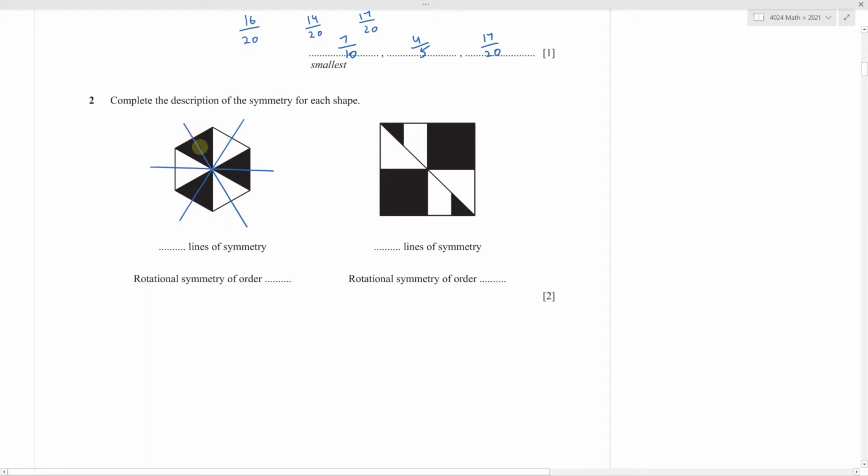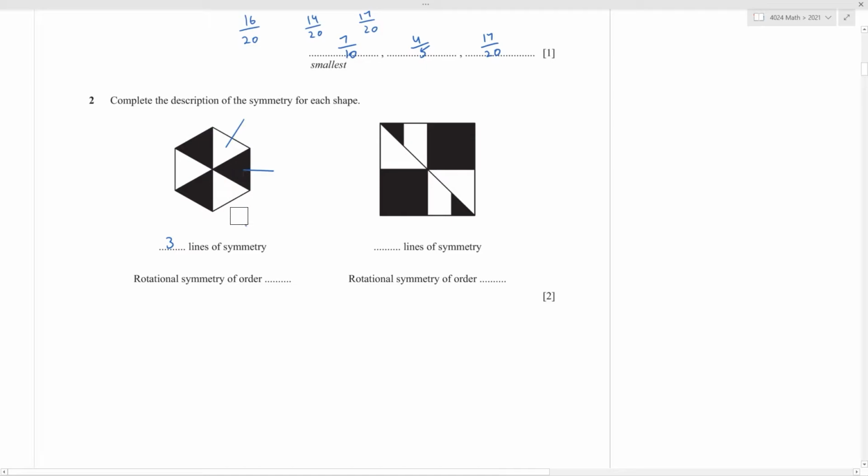So each line of symmetry cuts through half of the black triangle and half of the white triangle, and then leaves full black triangles on either side. So there are three lines of symmetry for this shape. And then to compute the rotational symmetry order, let me just erase these lines.